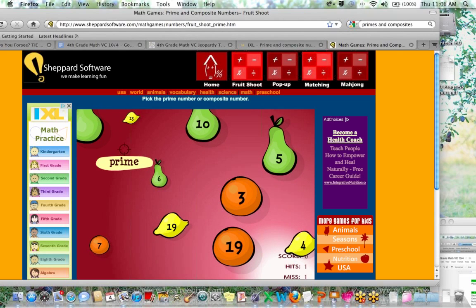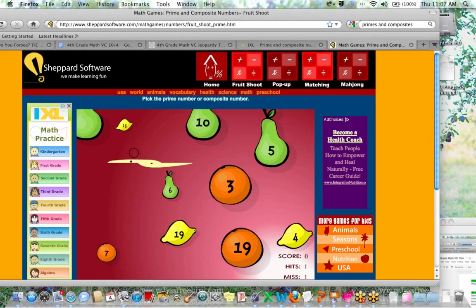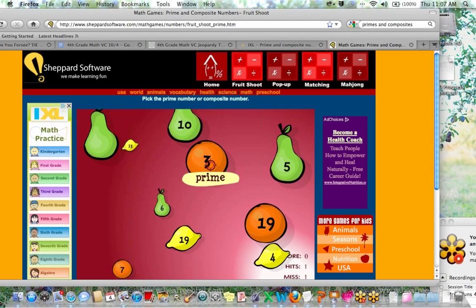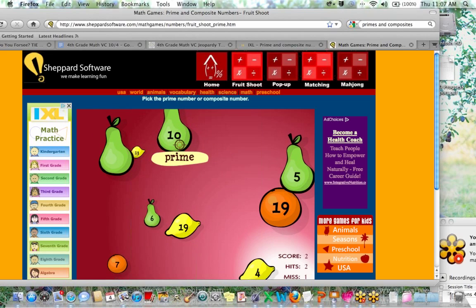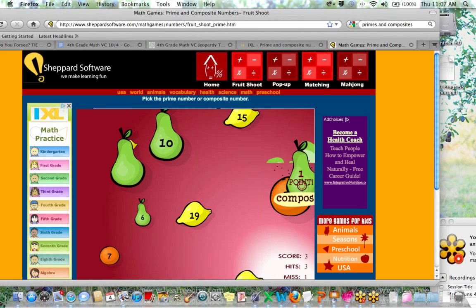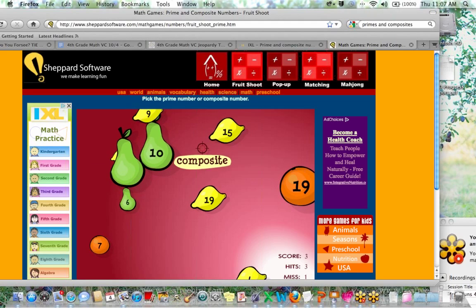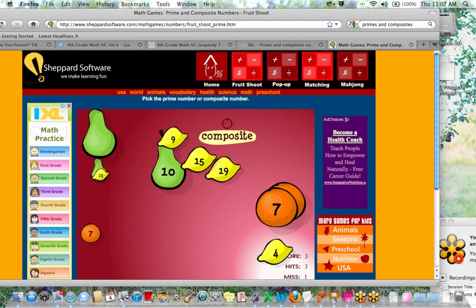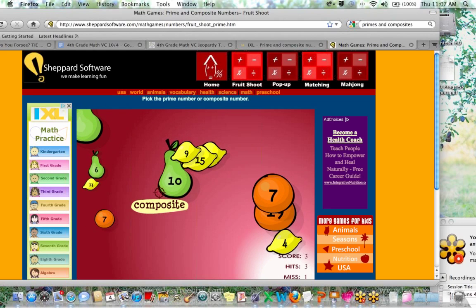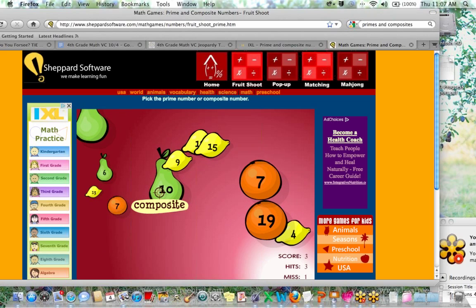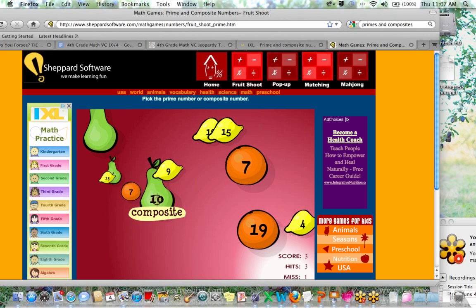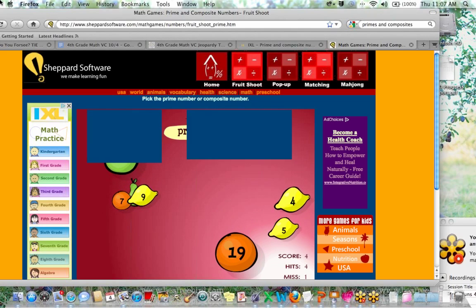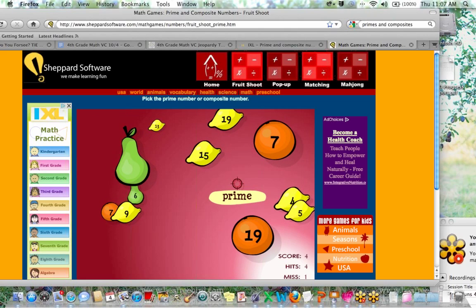Oh, okay, now they want a prime number. Which piece of fruit do I need to shoot? I'm getting a 3. Good. And a 5. Prime number. Okay. Oh, they switched it on us. Now they want a composite number, so more than one factor. I'm seeing a 10 show up. And a 4. Oh, I'm too slow.